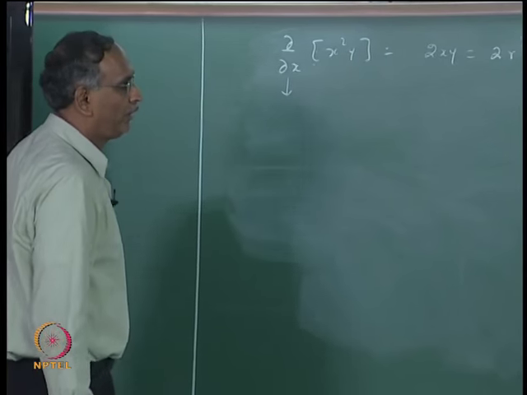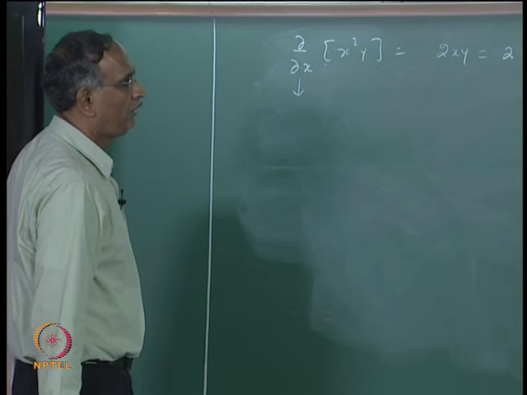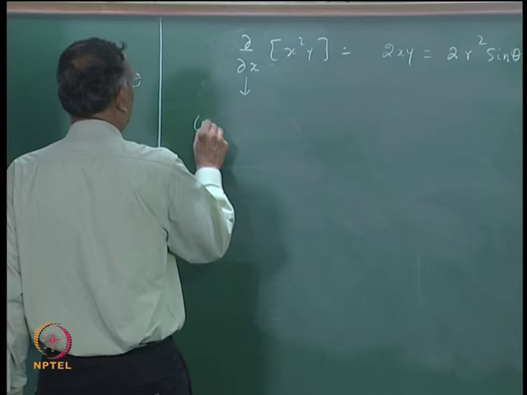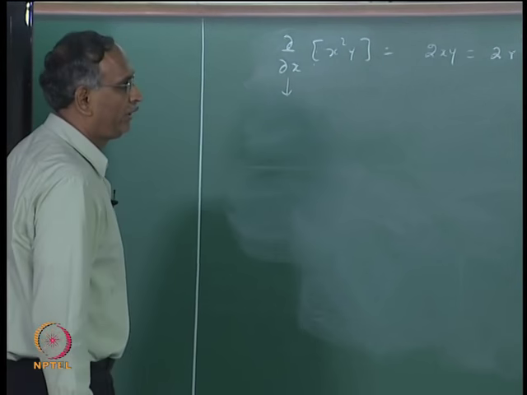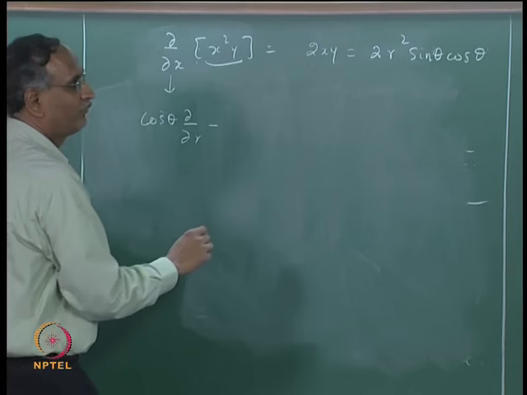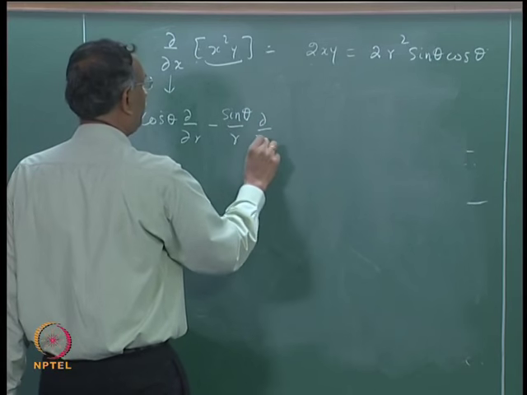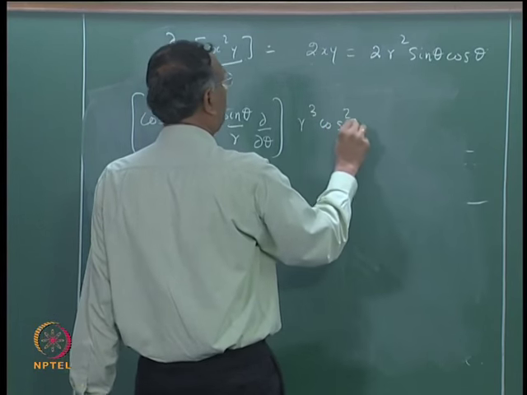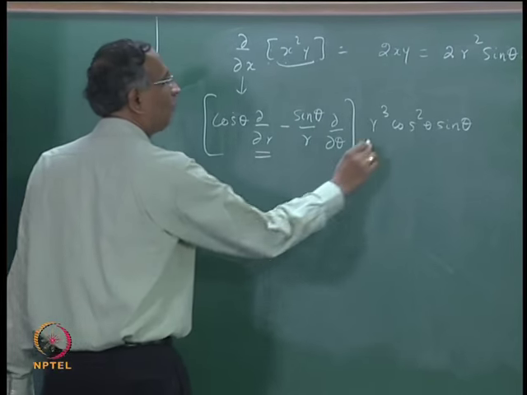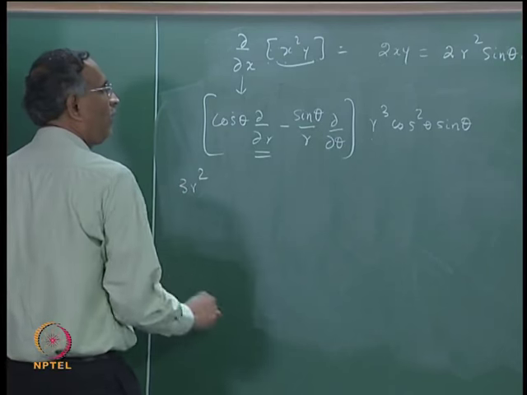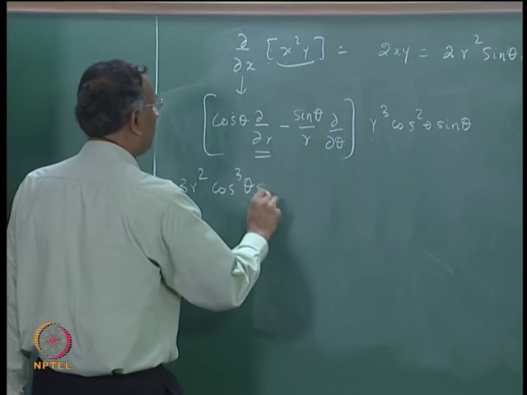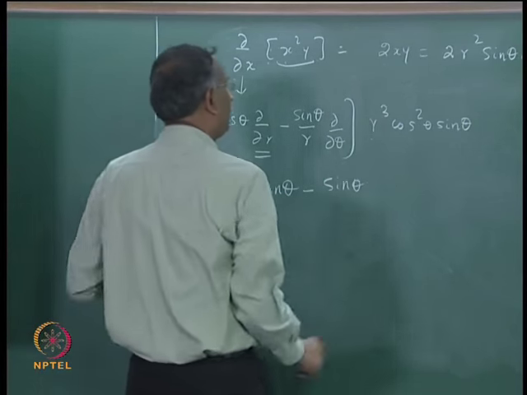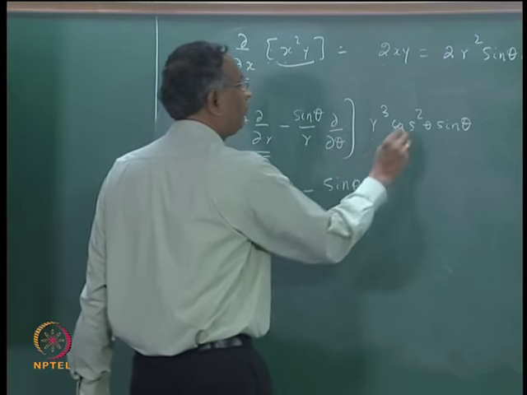Dou by dou x on x squared y is cos theta dou by dou r on x squared y, minus sin theta by r dou by dou theta, acting on the polar form of this, which is r cubed cos squared theta sin theta. Okay. So, dou by dou r on r cubed gives you 3 r squared. So, it gives you 3 r squared cos cubed theta sin theta minus sin theta by r. Of course, the r will get cancelled, you will have r squared, dou by dou theta acting on the product.